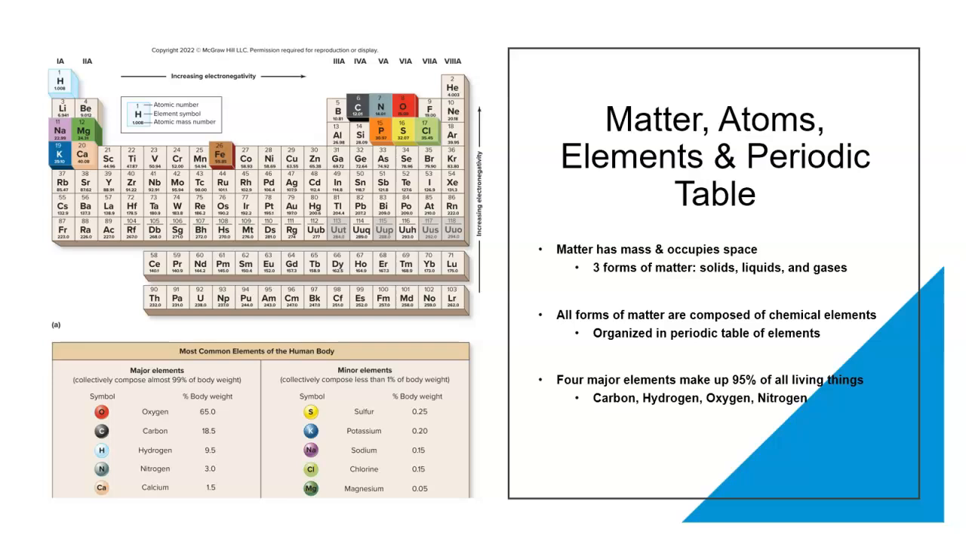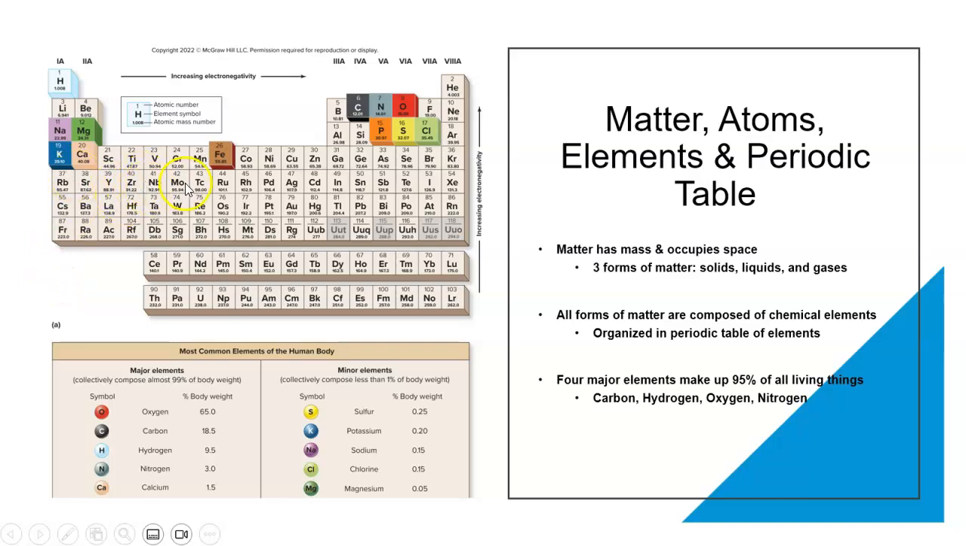So the human body is composed of matter. Matter is simply anything that has mass and takes up space. It's present in the human body in three forms: solids like bones, liquids such as blood, and gases like oxygen and CO2, respiratory gases. All forms of matter are composed of chemical elements, and we organize those elements in the periodic table of elements that you see here in the upper left-hand corner.